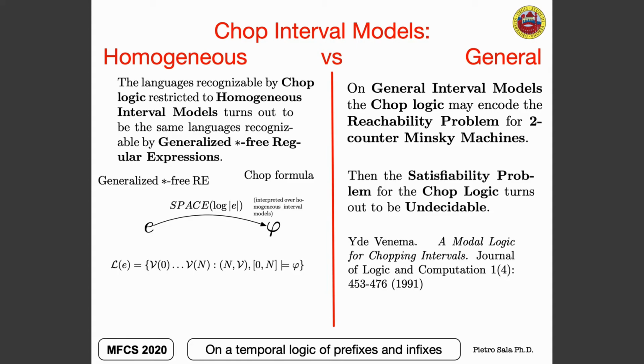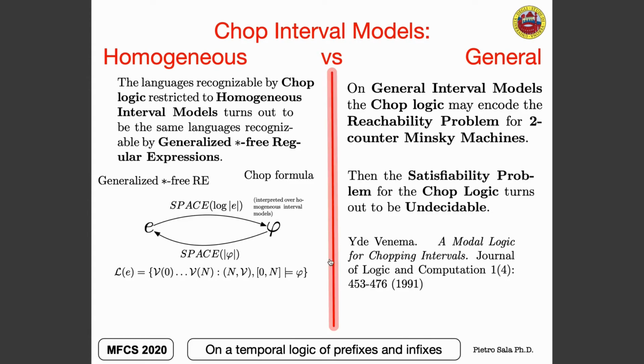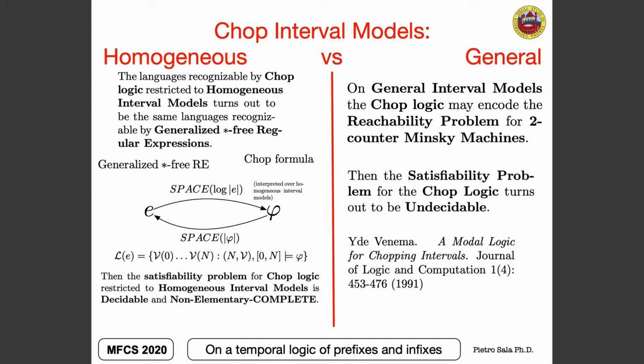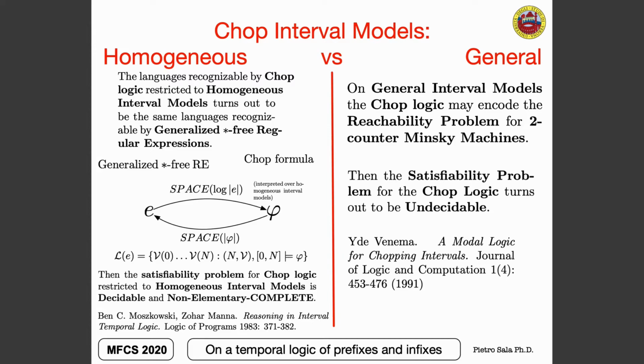The reduction from expression to formula may be in logarithmic space, and the opposite can be in linear space. But it's not a problem, since in this case the emptiness problem for a generalized star-free regular expression is a tower of exponentials. So from this we have that the satisfiability of chop over homogeneous models is non-elementary complete.